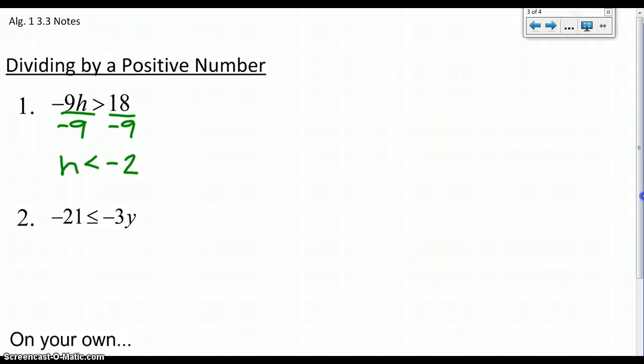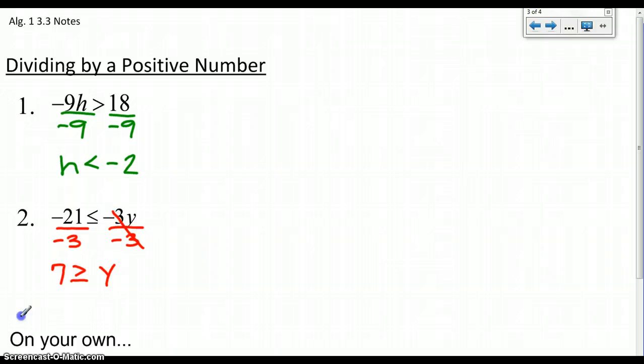Okay, we're going to do number 2 together as well. To get y by itself, we need to divide by negative 3, divide by negative 3 on both sides. So then negative 21 divided by negative 3 is just positive 7. And since we divided by a negative number, we need to switch our inequality sign. So now it's 7 is greater than or equal to y, because those 3's cancel out.